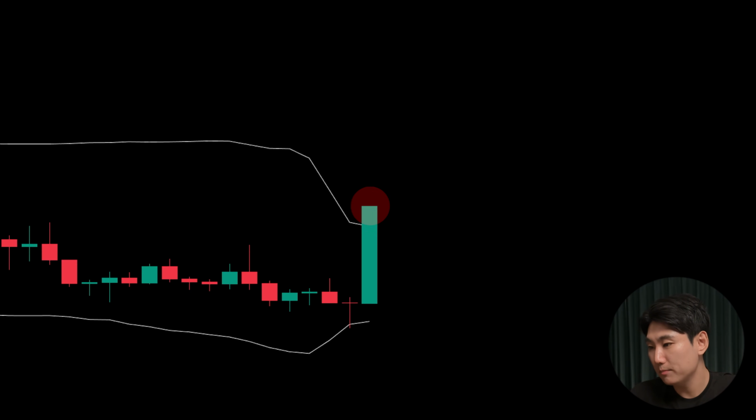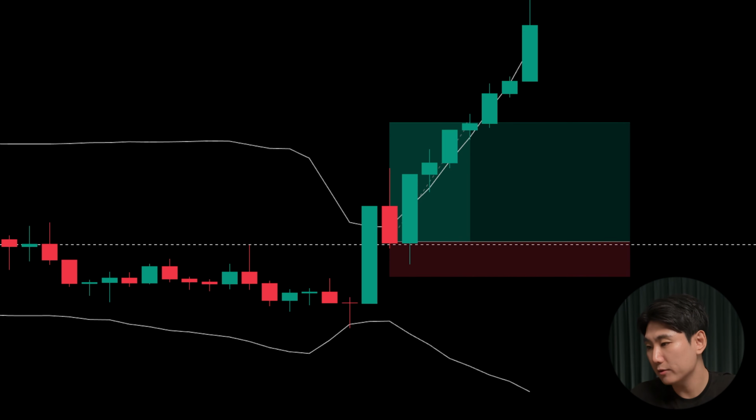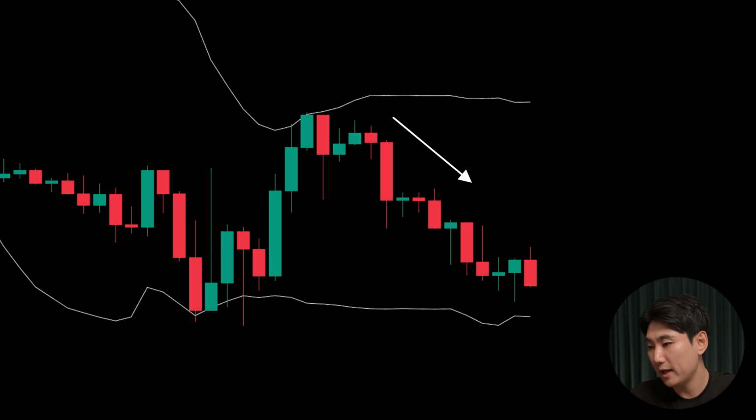On this chart, price blasts through the upper Bollinger Band. You can place your stop at the previous high. Don't chase, wait for a pullback, then enter for a better risk to reward. Reversal setup: take the upper or lower band, then take the opposite side.